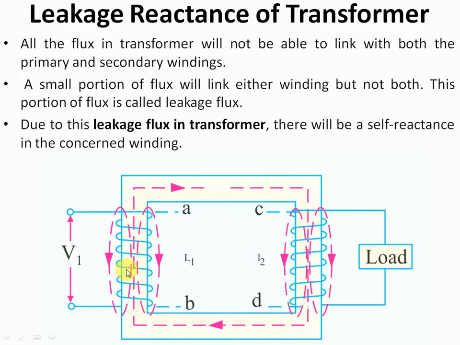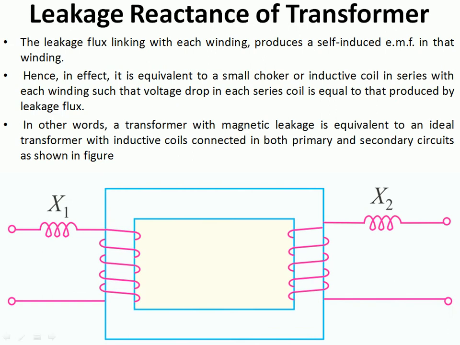As the EMF induced due to the leakage flux is opposing the supply voltage in accordance with Lenz's law, the effect of this leakage flux can be indicated by a reactance in the concerned winding. It is clearly indicated here, and this reactance is said to be the leakage reactance. The reactance in the primary side is represented as X1 and the reactance in the secondary side is X2. Once again, while considering the leakage reactance of the transformer here, we haven't taken the resistance into consideration. That is, the winding resistance is not taken into consideration here.